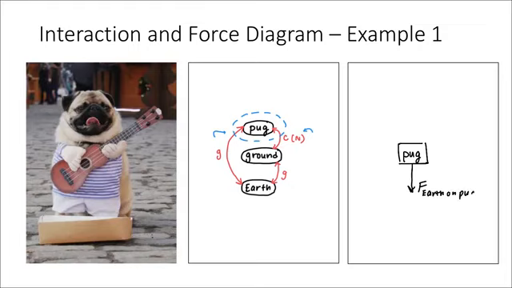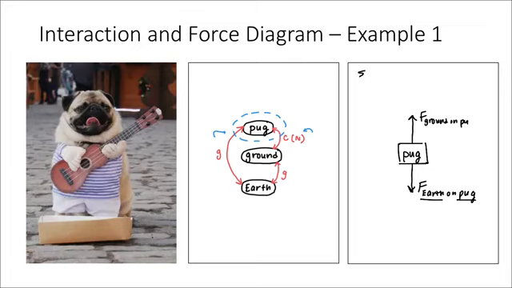This is what we call agent-object notation. The earth is the agent, or the thing exerting the force, and the object is the pug, or the recipient of that force. And then I know that in this case, since the ground is pushing back up on the pug, that arrow will point up, and I would label that F ground on pug.